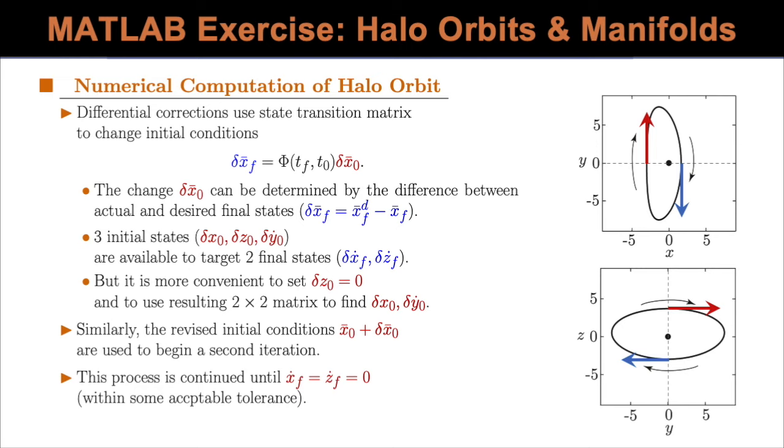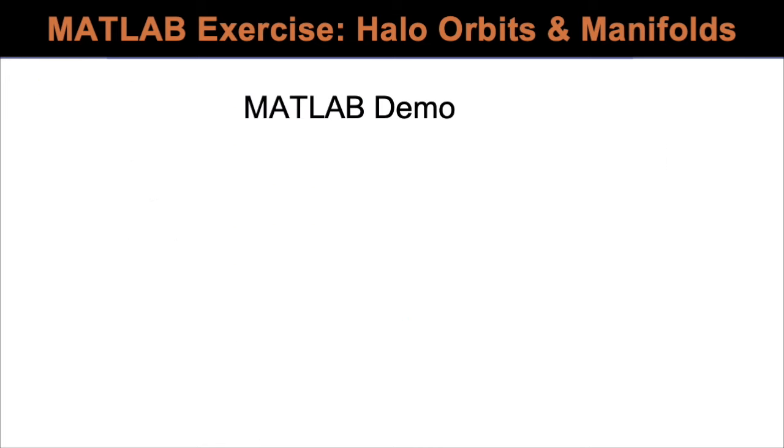But we continue this process until the final x velocity and z velocity is, it's not quite zero, but some small enough tolerance. So sometimes I'll set that to be like 10 to the negative 10, something really small. And usually convergence is achieved within 4 iterations of this approach. So now I can do the MATLAB demo.